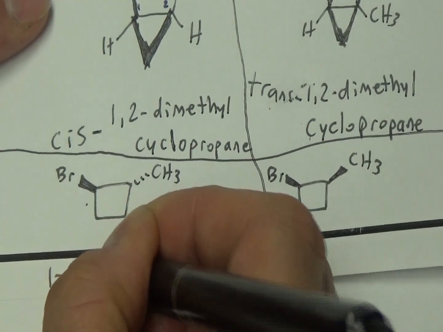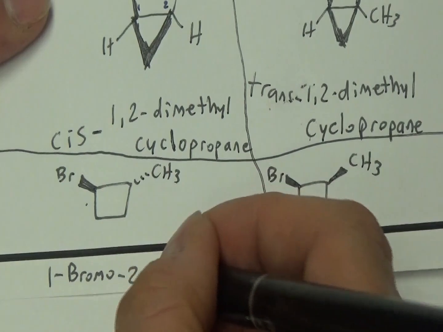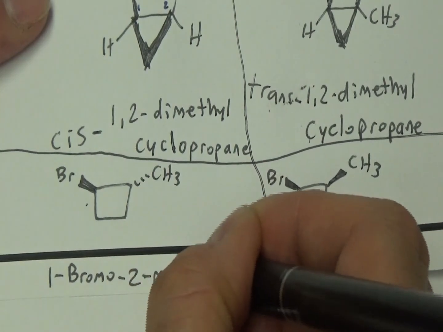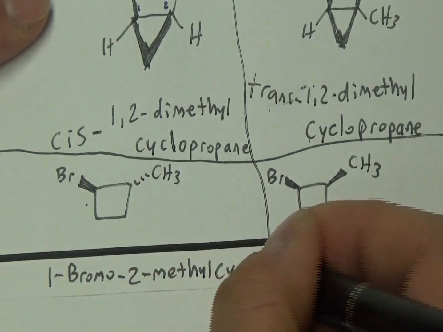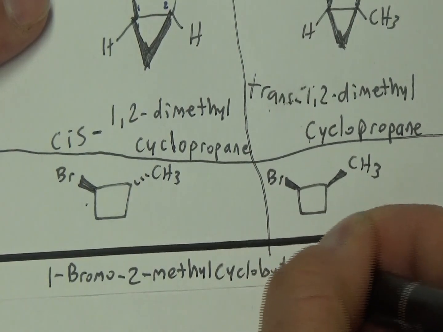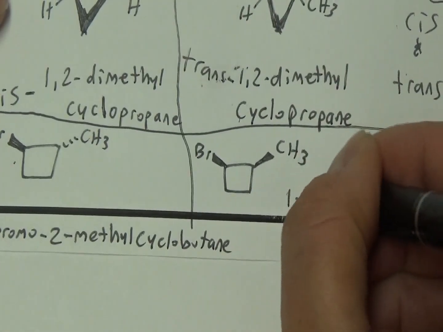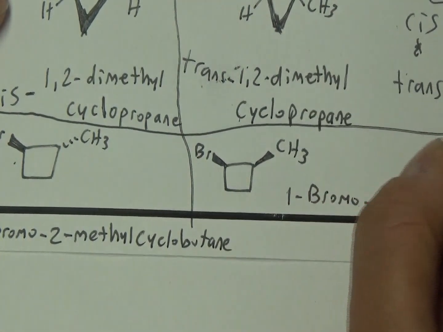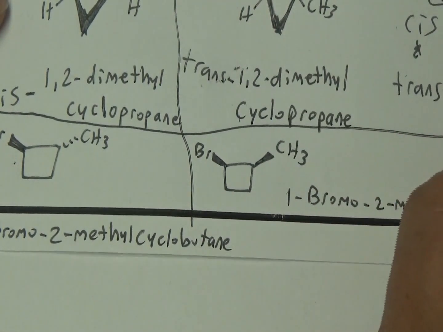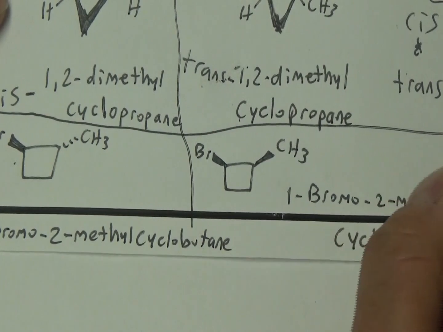1-bromo, 2-methyl cyclobutane. I'm going to draw the other one over here. 1-bromo, 2-methyl cyclobutane.